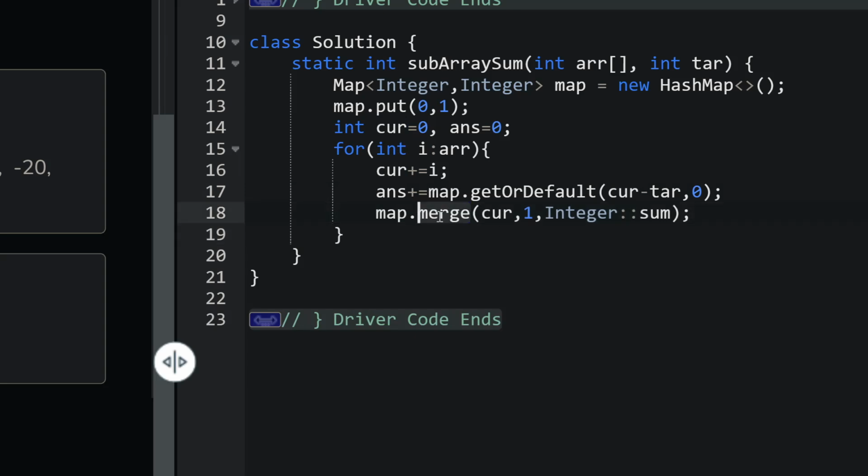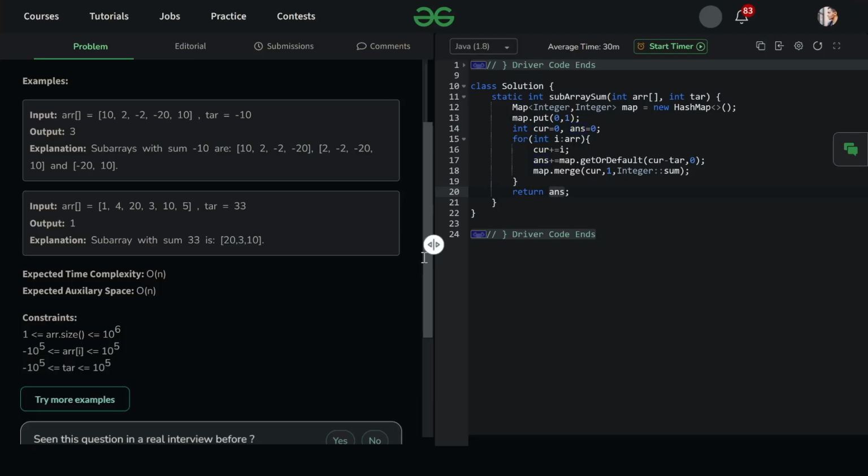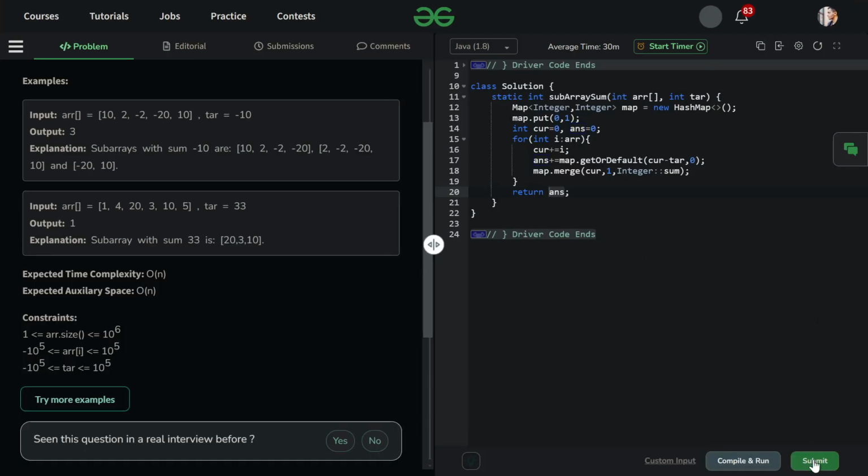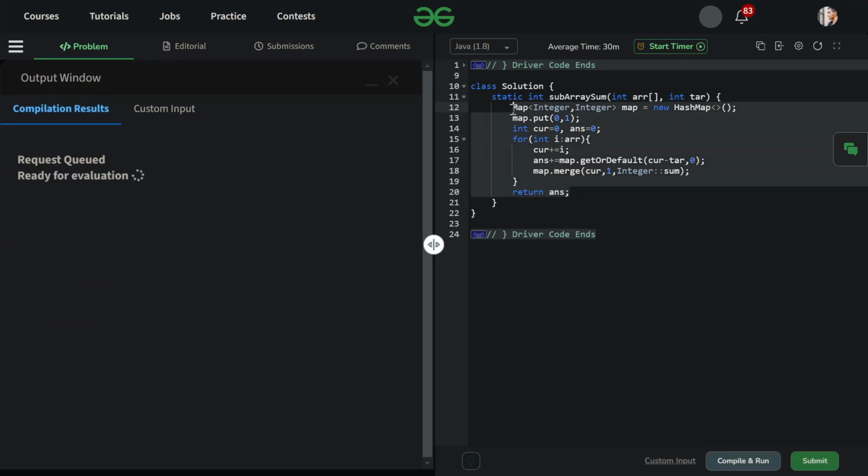So for that we have a merge function. It is a shortcut. So we are just incrementing the frequency of current by 1. So just return the answer at the end. So let's give it a try, and let's talk about time and space complexity. In this code, the time complexity is order of n and space complexity is constant.